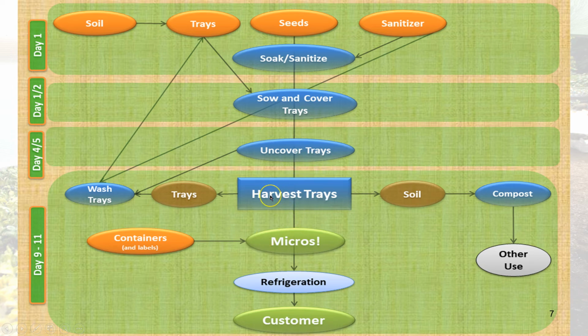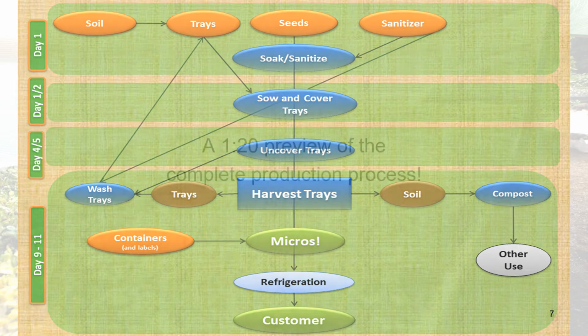Now we're going to have a couple other outputs here. One is our trays, which go off and get washed again and then go back into our system. And then we've got our soil, which gets separated from the trays, goes into our compost, and then goes off for another use. So this may or may not be a good way for you to look at the system, but I find breaking it down in this way helps get a sense of what the flow of things looks like and what stuff happens on different days.